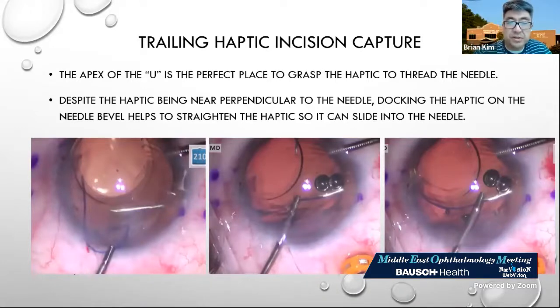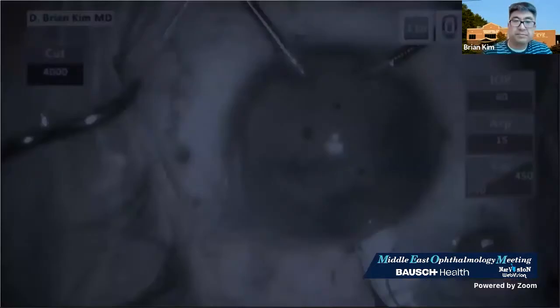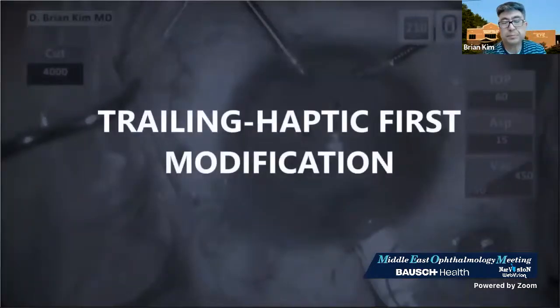And you can see, even though it's fairly perpendicular, you're able to take advantage of the docking principle, flattening out the haptic on the bevel and then straightening it out. And you can see this here.